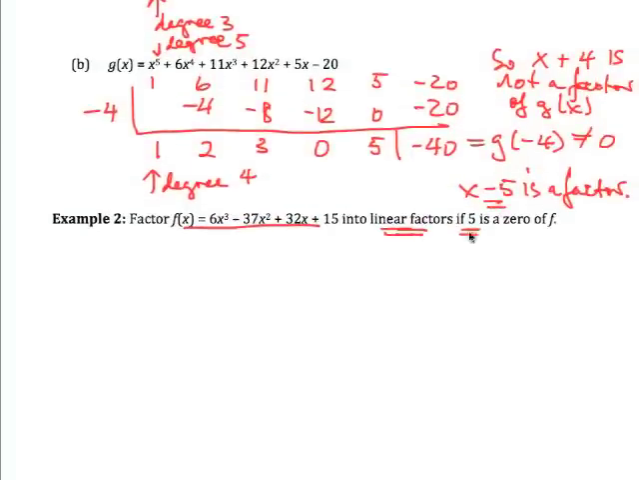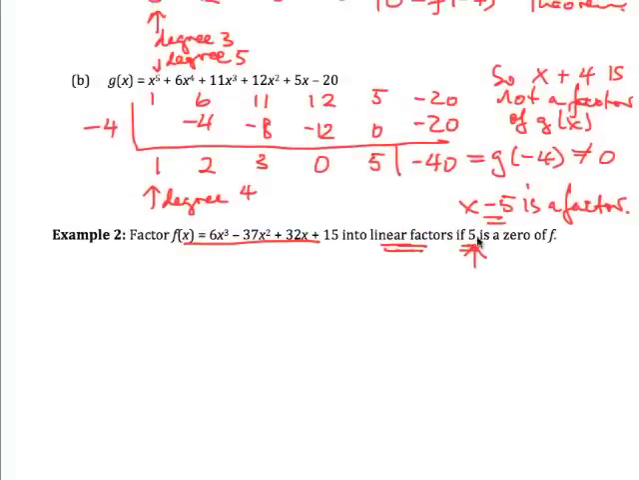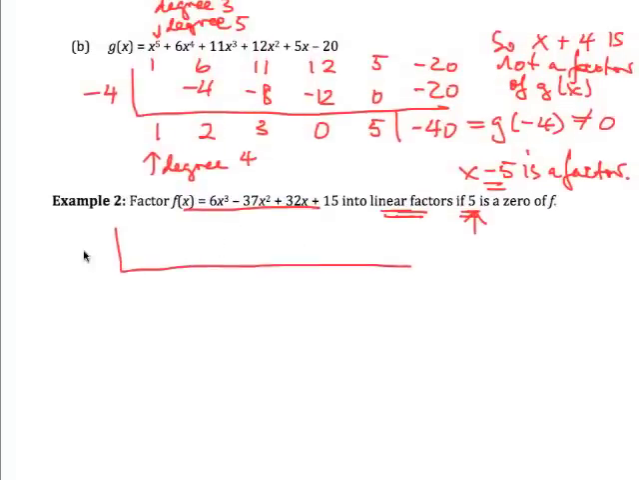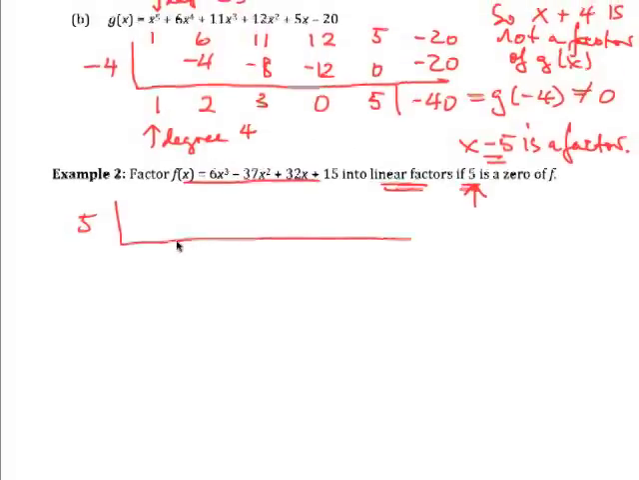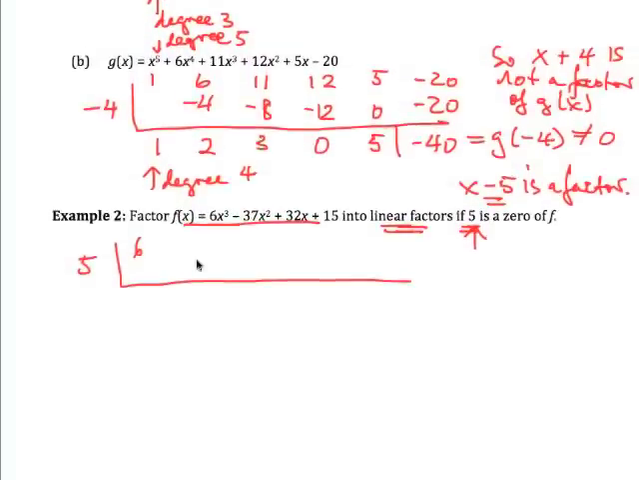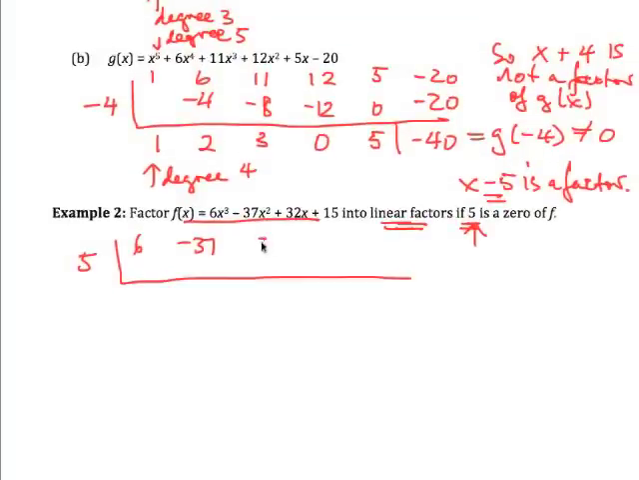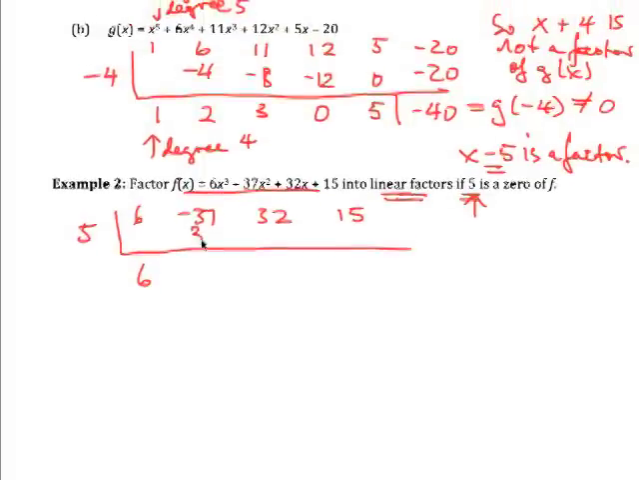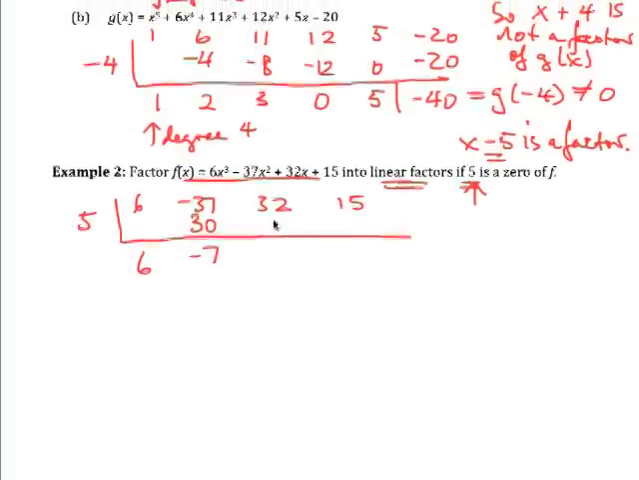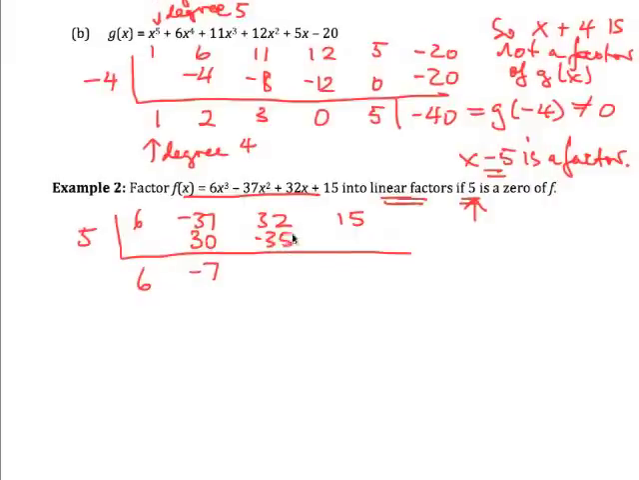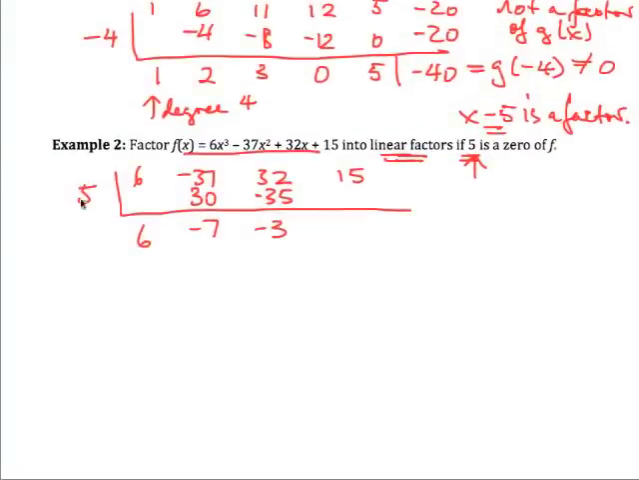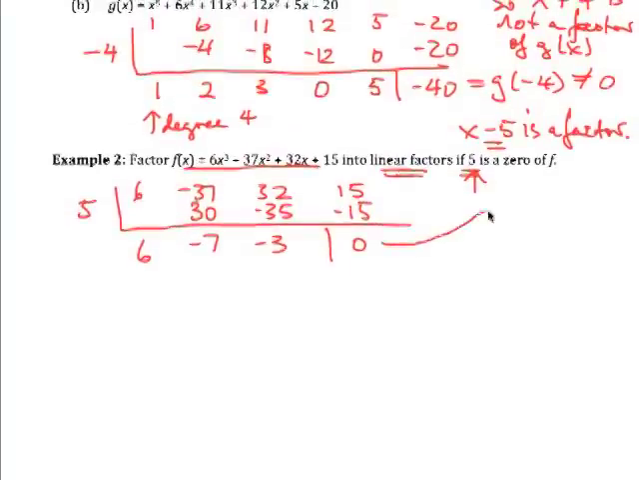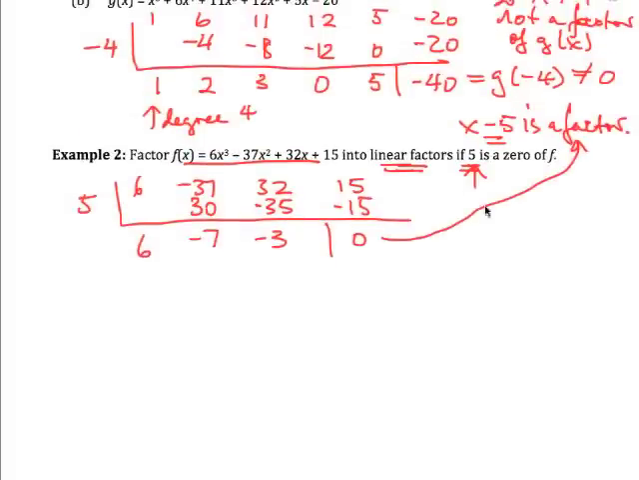We have one linear factor. So when k is 5, we have a 0. So if we put all of our coefficients here, we put a 5 here as a 0. So then we have a 6 as x cubed, we have a negative 37 as x squared, we have a 32 and a 15. So we've got all the coefficients. Bring the 6 down, multiply by 5 gives me 30, gives me negative 7. Then 5 by negative 7 is negative 35. Add here, I get negative 3. And 5 by negative 3 is negative 15. When I add, I get 0. So that verifies that this x minus 5 is a factor.